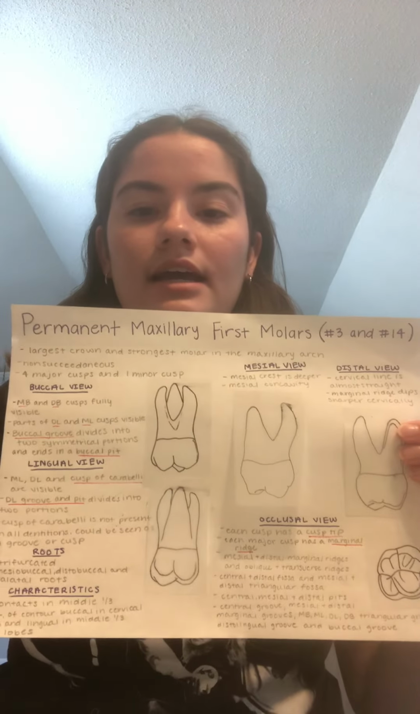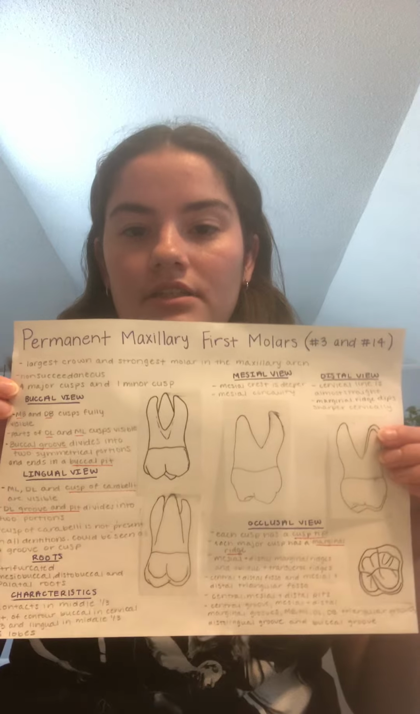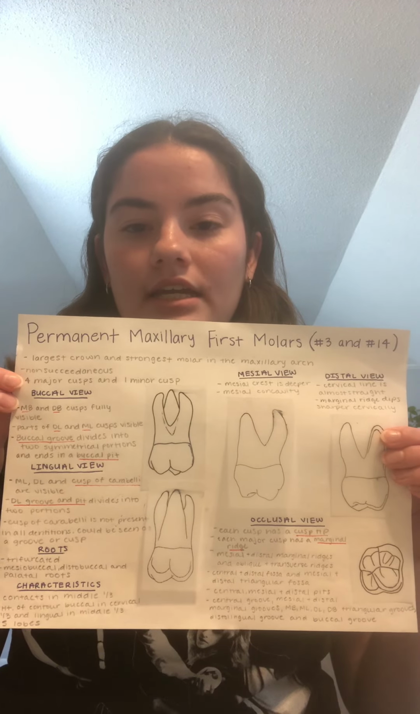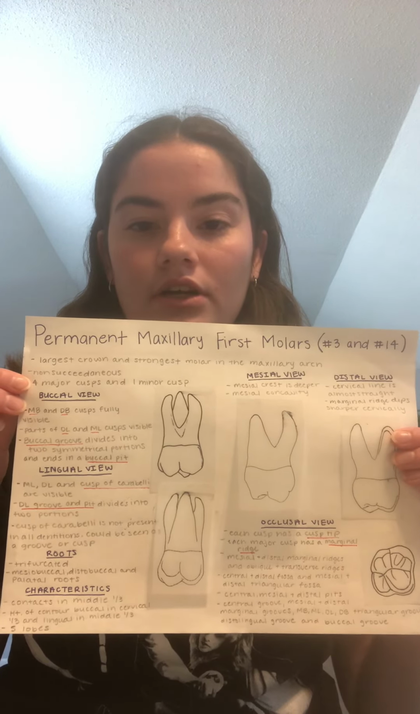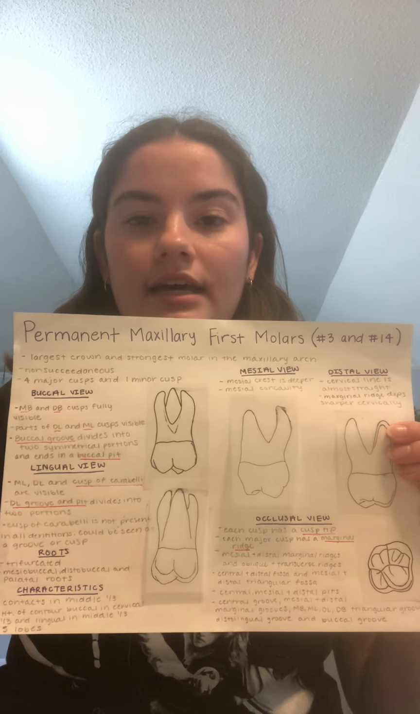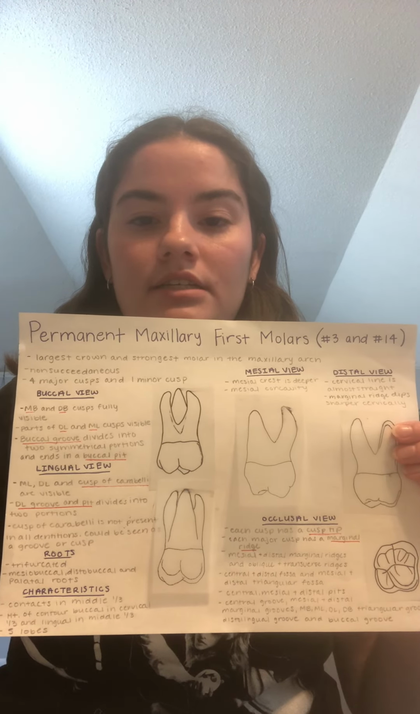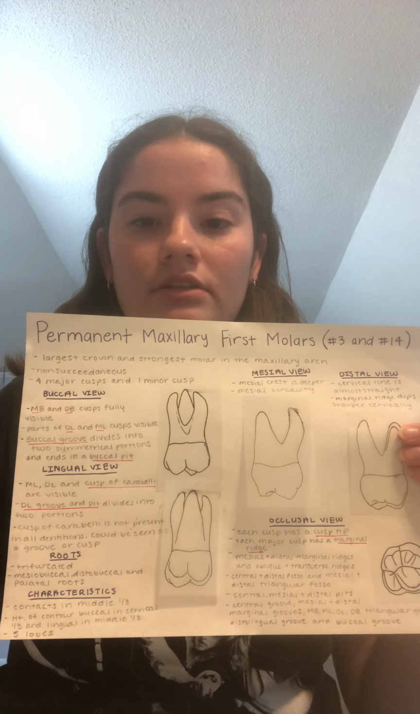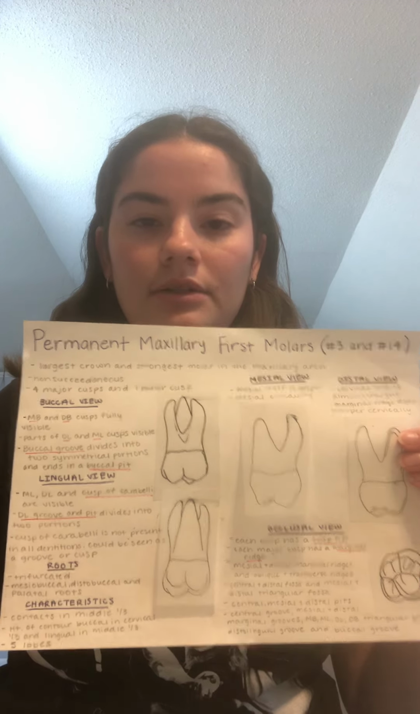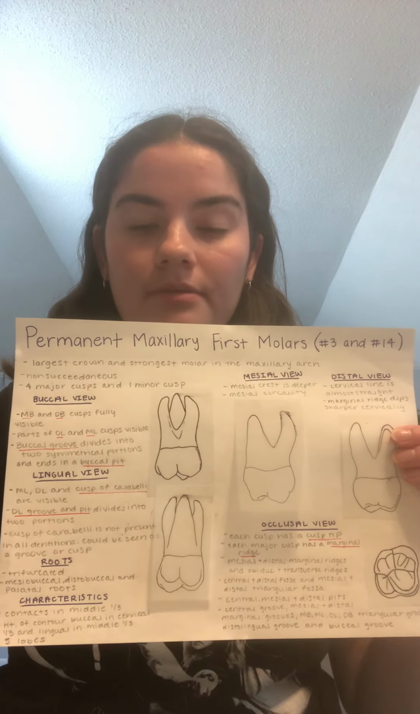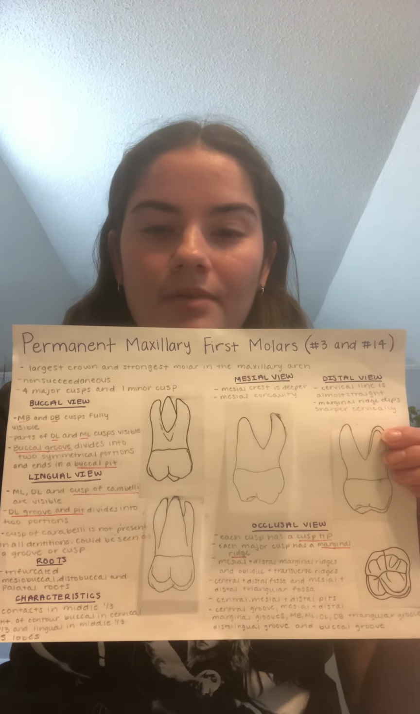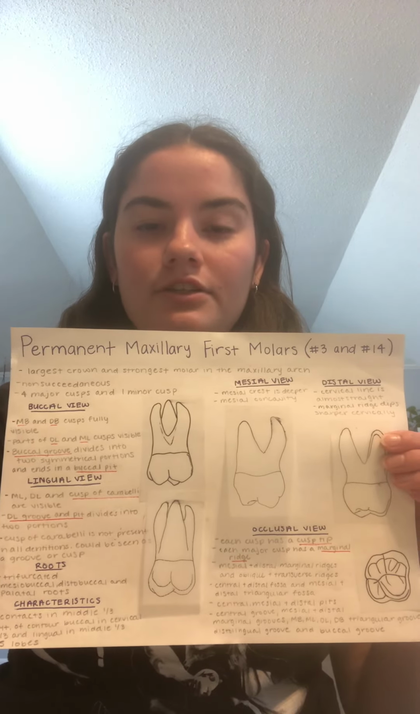And then for the characteristics of this tooth, the contacts are located in the middle third, and the height of contour buccally is located in the cervical third, and then lingually it's located in the middle third. So yeah, that's all about the maxillary first molars.